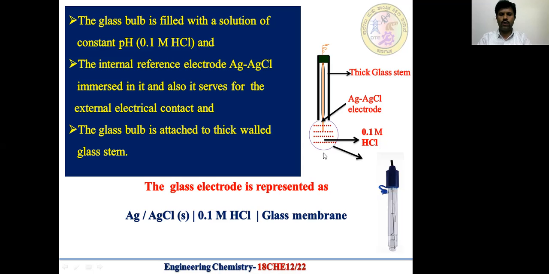The glass electrode can be represented as the internal reference electrode, that is Ag | AgCl, which is in contact with 0.1 molar HCl solution, and this is in contact with the glass membrane. So this is Ag | AgCl | 0.1 molar HCl | glass membrane. This is the representation for the glass electrode.